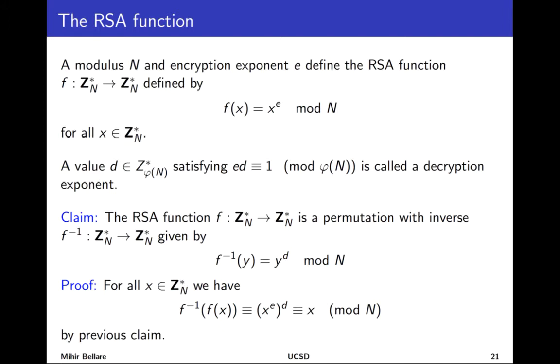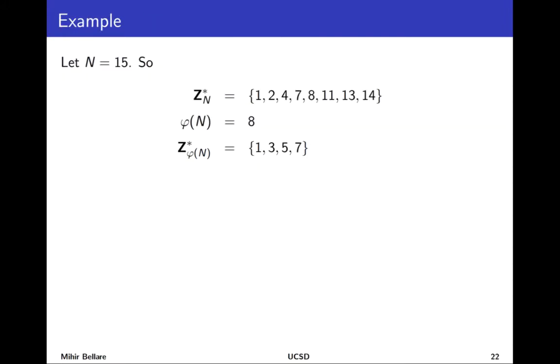If I take f of x, that's x to the e, and then I apply f inverse, that means by definition I raise it to the d. Well, the prior claim says we get back x. So we have f inverse of f of x is always x, which means that f inverse is indeed the inverse of f. Now, from the cryptographic perspective, the idea is that f is encryption and f inverse is decryption. We haven't said anything about security yet, but already something interesting emerges, which is that you encrypt using e and decrypt using d, which are two different keys.